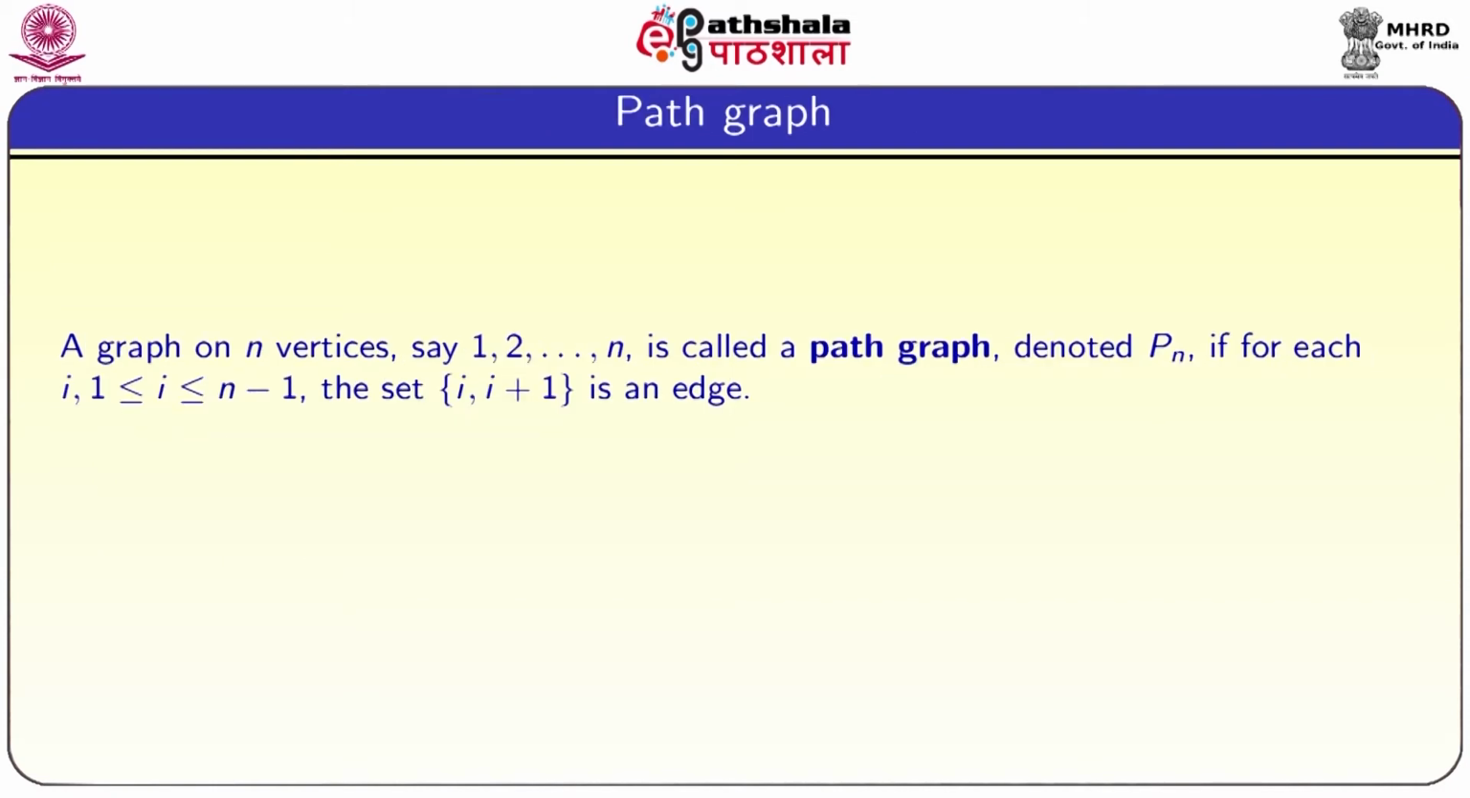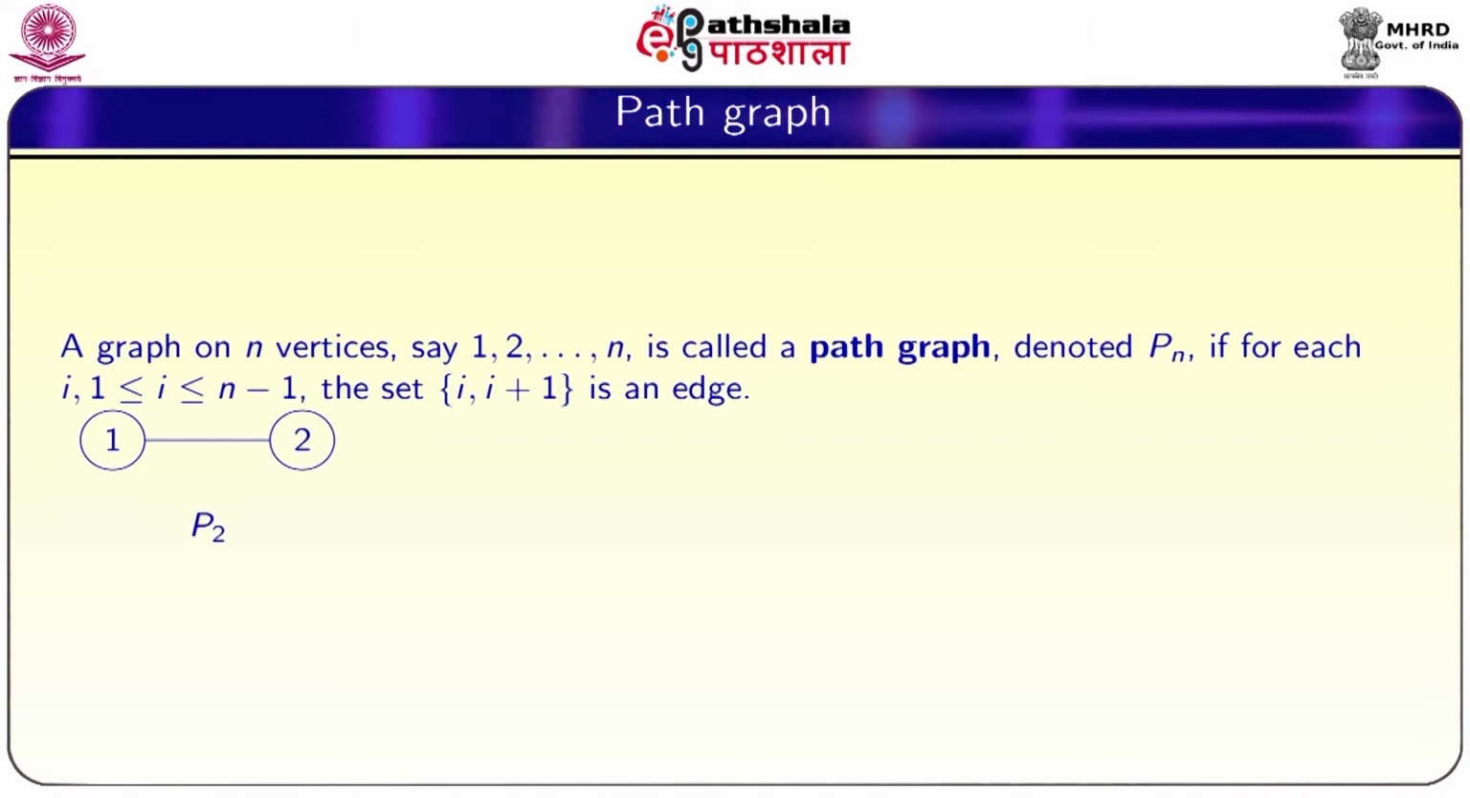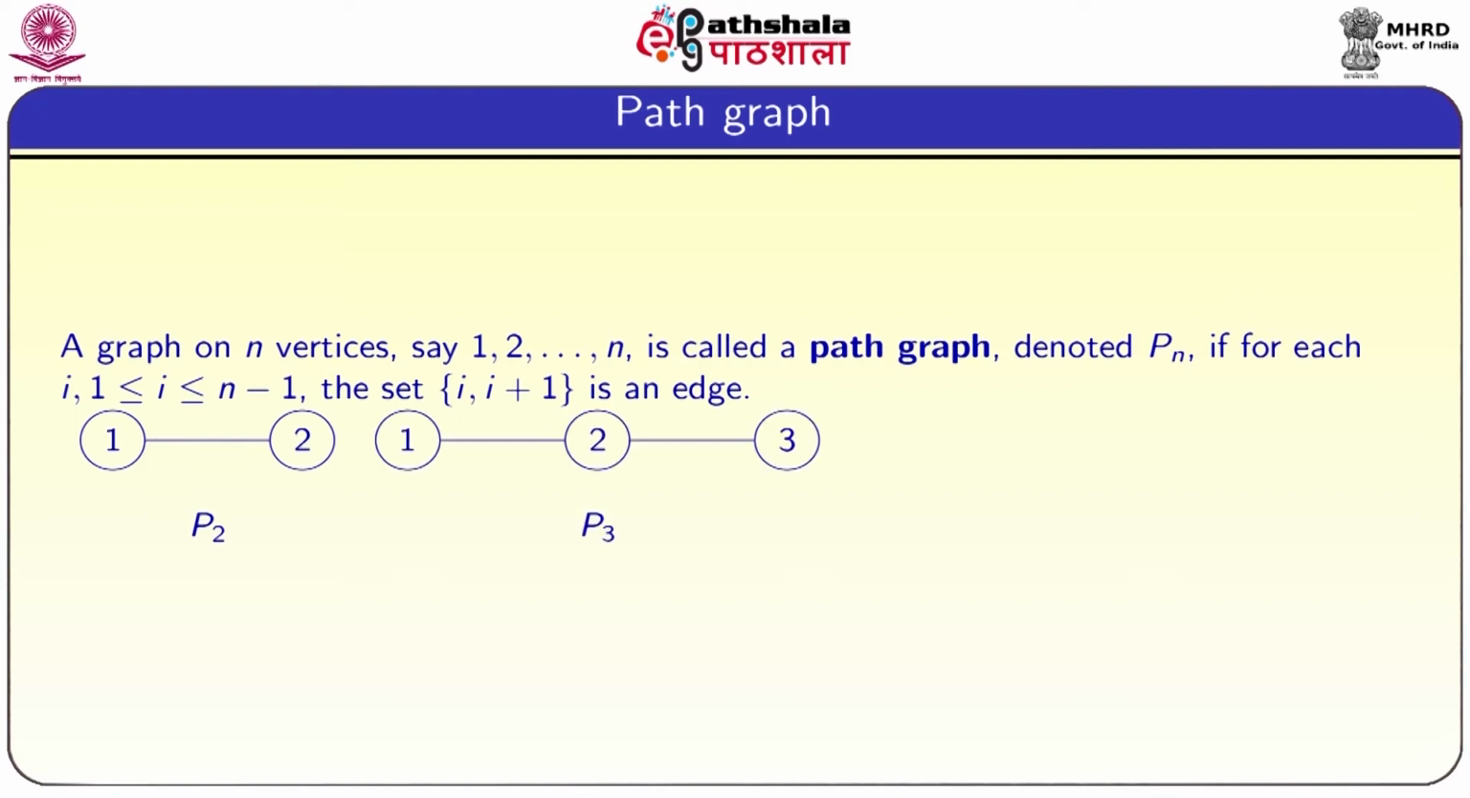So another graph is a path graph. A graph on n vertices, say 1, 2, 3 and so on n, is called a path graph denoted by Pn if for each i, 1 less than or equal to i less than or equal to n minus 1, the set {i, i plus 1} is an edge. That is, the path graph P2 is 1, 2. There are two vertices 1 and 2 and there is an edge between them. P2 is also the complete graph K2, and P3 is 1, 2, 3.